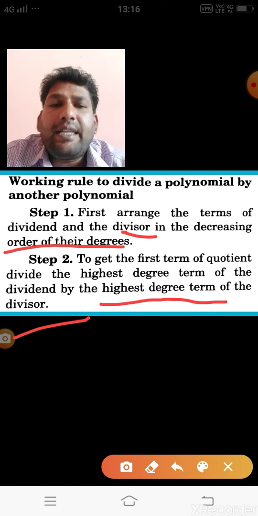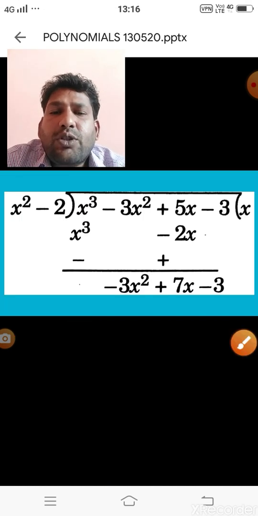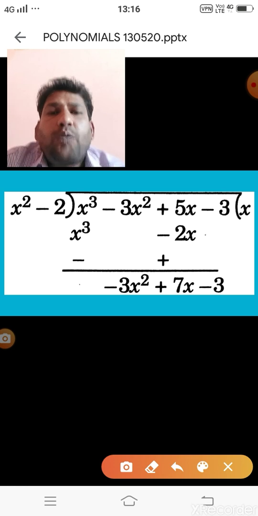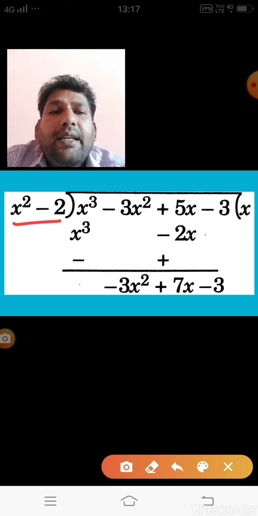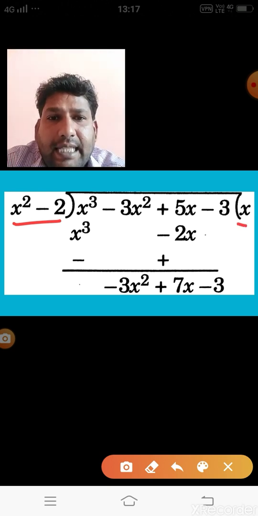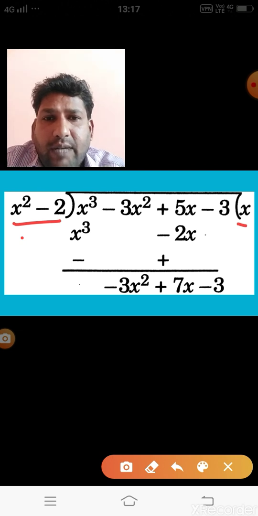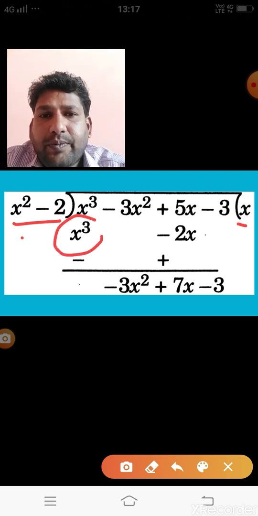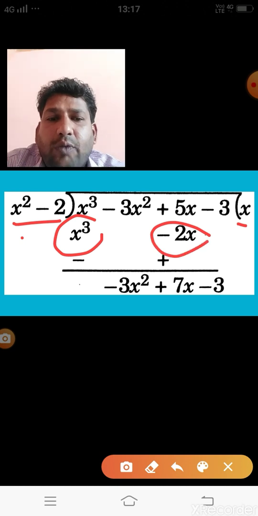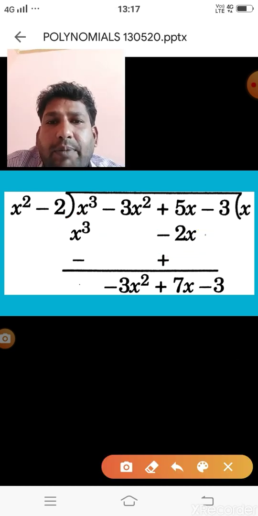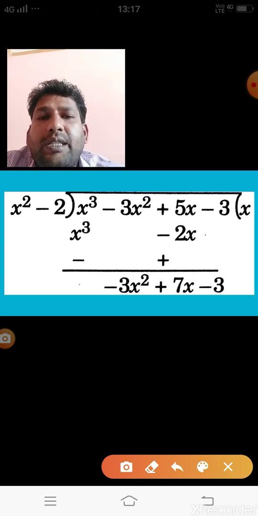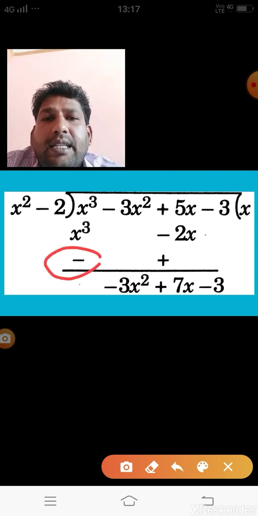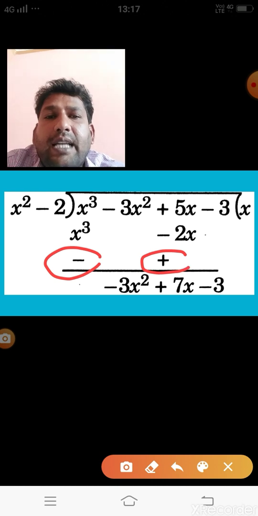Then in this question, if you are dividing the given polynomial f(x) by g(x) which is x square minus 2, we take the quotient as x here. Then x square into x we get x cube, and minus 2 into x we get minus 2x. Then we have to subtract these, and when subtracting algebraic expressions we change the sign. X cube is positive, for this reason we take it as negative, and 2x is negative here, for this reason we take it as positive.